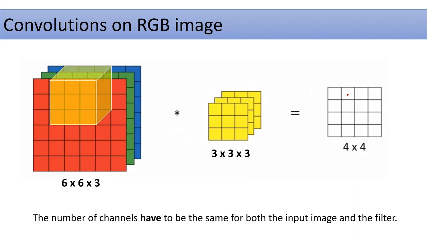Now, how to do vertical edge detection in this? If we just want to detect the vertical edges in the red channel, then we can choose the filter matrix to be 1 1 1, 0 0 0, minus 1 minus 1 minus 1 for the red channel. For the blue channel, we can take it as just zeros, and similarly for the green channel, we can take it as all zeros.